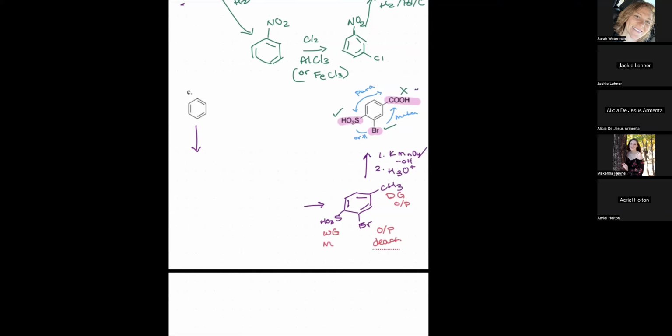And so meta position means that it would have to have something going here. But again, remember, we have a donating group, so we're going to listen to that over a withdrawing group, right? So with our donating group, we have ortho and para positions, right? So this is a meta position, whereas this is ortho-para, right? And this is also what's considered ortho-para, right? So we still have that same kind of positioning. So obviously we're going to listen to our donating group first.